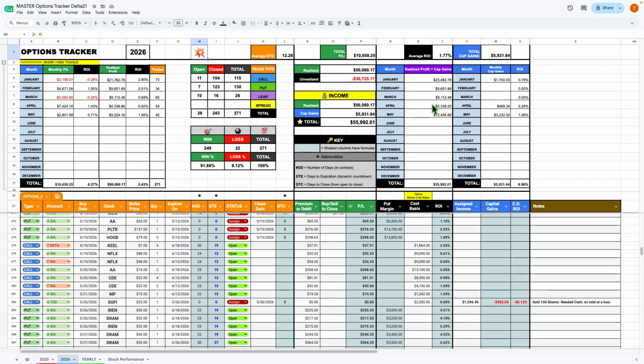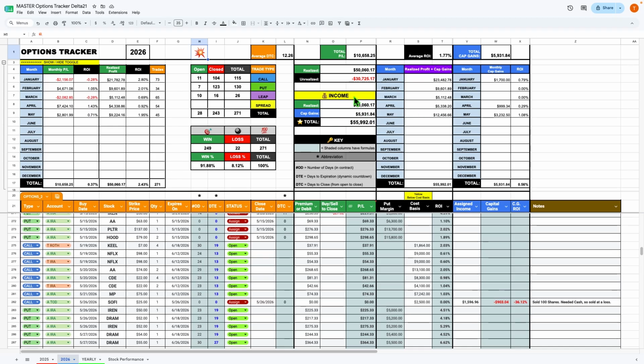For these 3 months together, that's about $23,000. So when I add January through May altogether, I get $55,992.01 for all the trades placed in 2026. So that's how I'm doing, and I'm feeling pretty good about that, you guys.